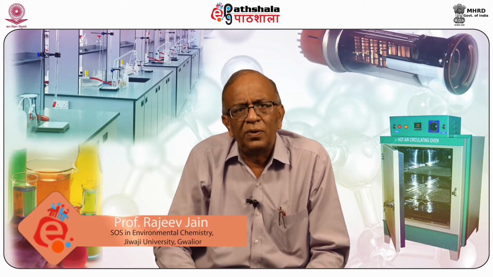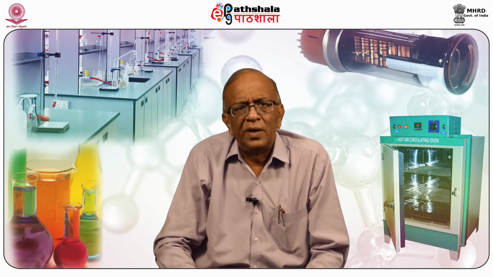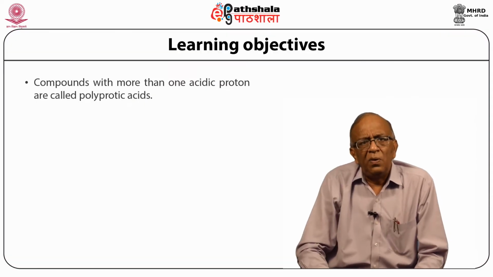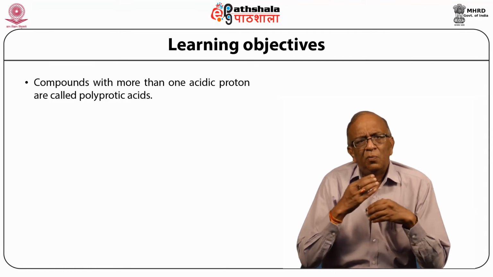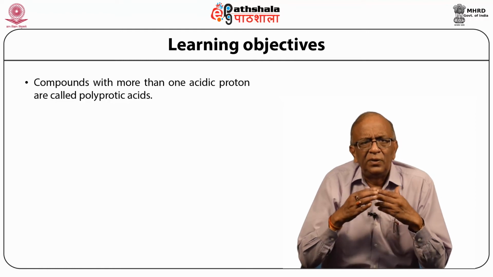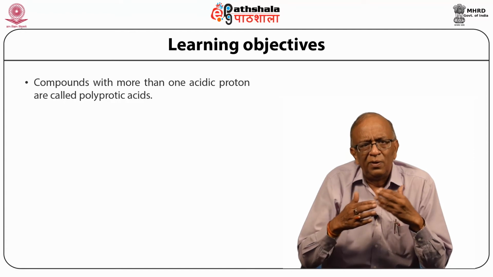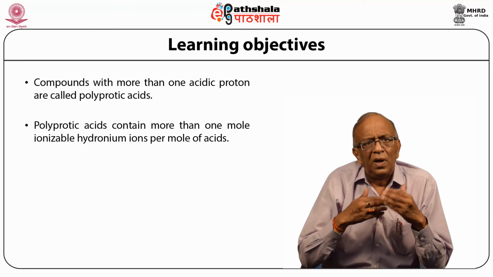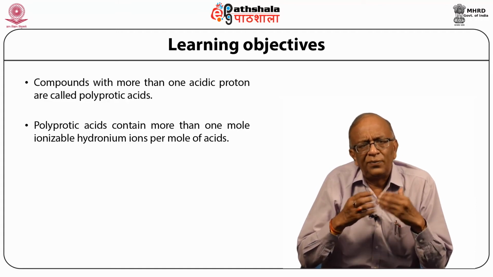Today we are going to discuss a module, Polyprotic acid, under the paper Fundamentals of Analytical Chemistry. Compounds with more than one acidic proton are called polyprotic acids. What are polyprotic acids? The compounds which contain more than one proton. Polyprotic acids contain more than one mole of ionizable hydronium ions per mole of acid.